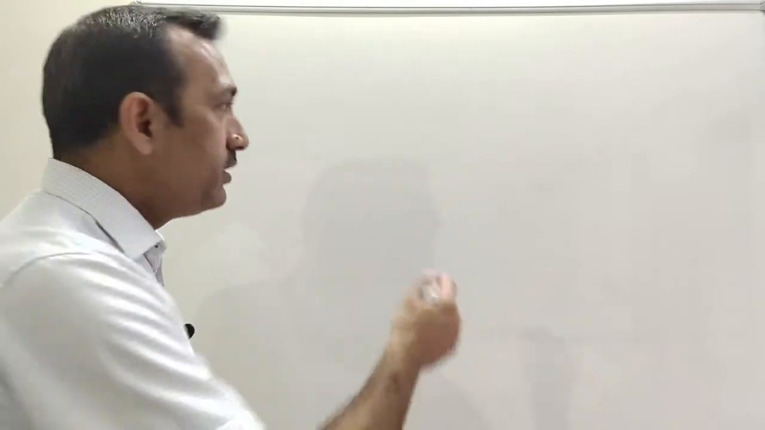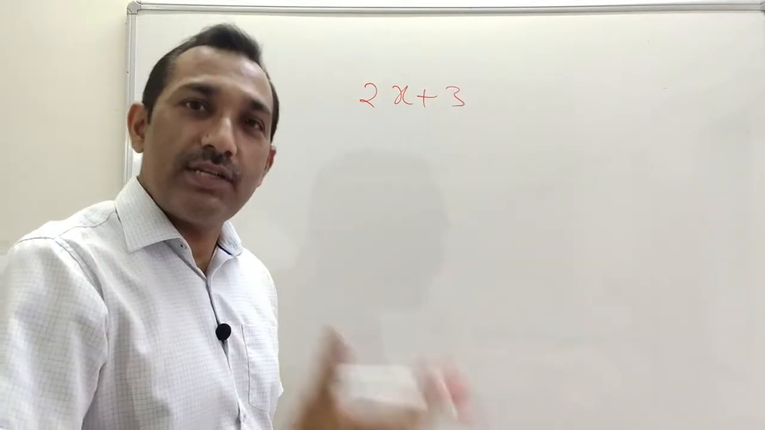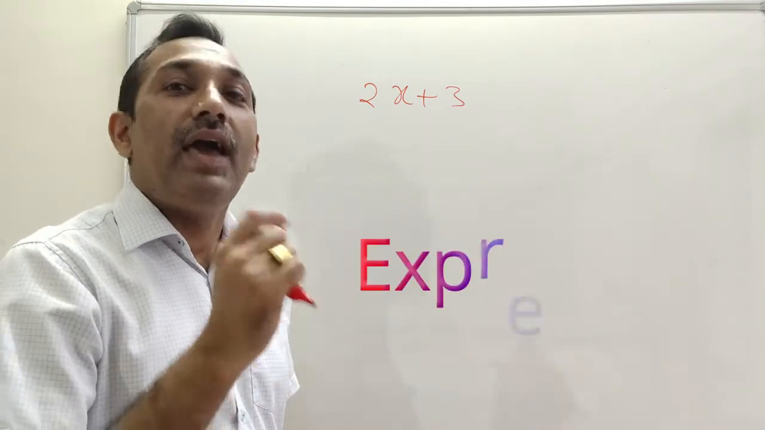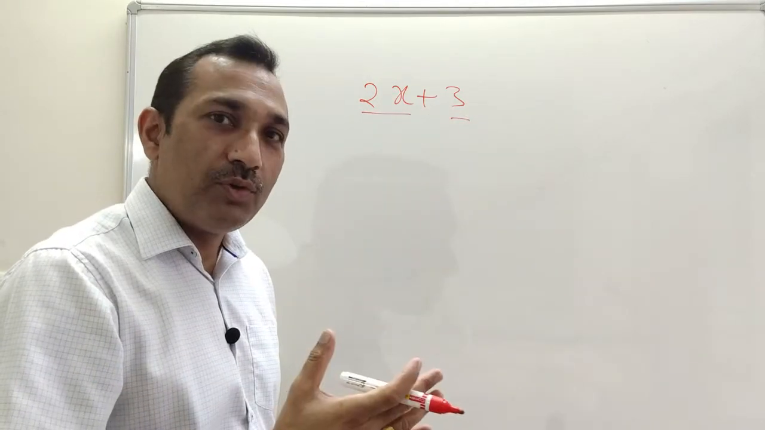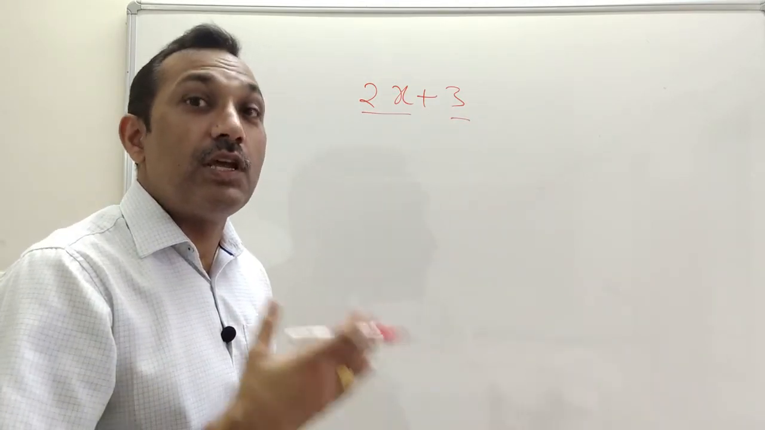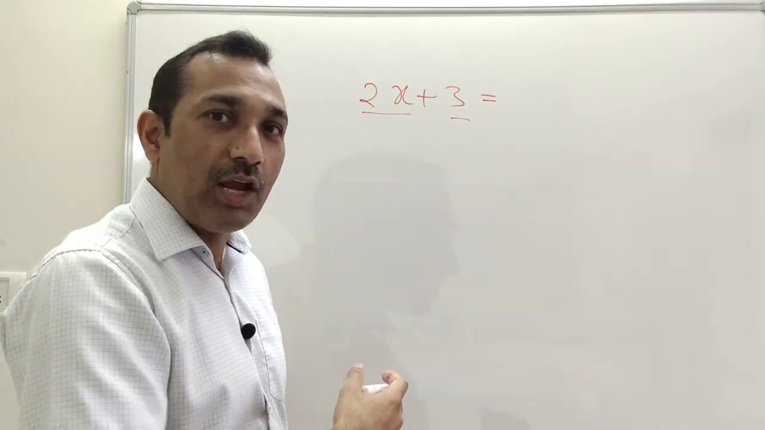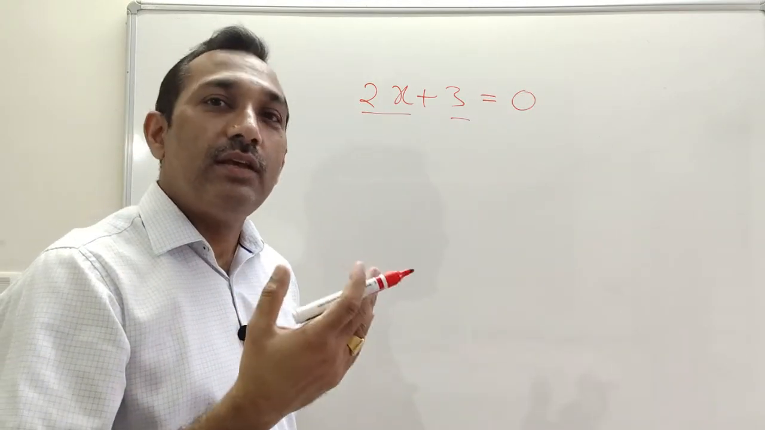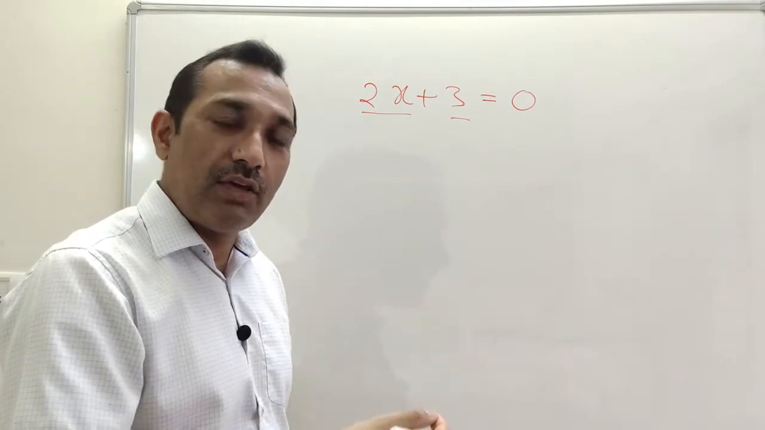So let me write something. If I write 2x plus 3, what is it? Is it an equation? No, it's not an equation. It is an expression, and these are called terms. I hope you are well aware of this. So this is a revision for you. If I put an equal sign here and put another term here, say for example 0, then it becomes an equation. So this is a linear equation.